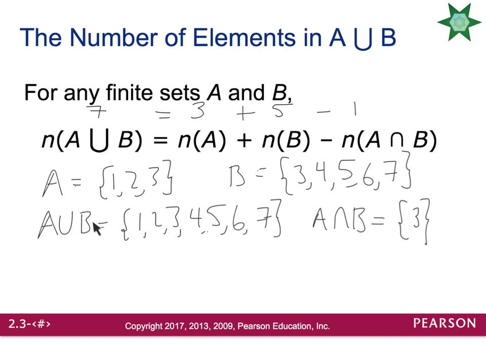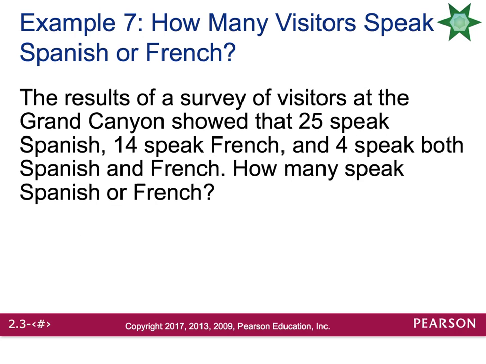So to illustrate with an example, let's say A is {1, 2, 3}, B is {3, 4, 5, 6, 7}, and then A or B would be {1, 2, 3, 4, 5, 6, 7}, and A and B would just be {3}, the common element in both. So the number of elements in A or B is 7. The number in A is 3, the number in B is 5, and then we take away how many are in both. So how many elements are in A and B? We have 3 plus 5 minus 1, which gives us that 7.